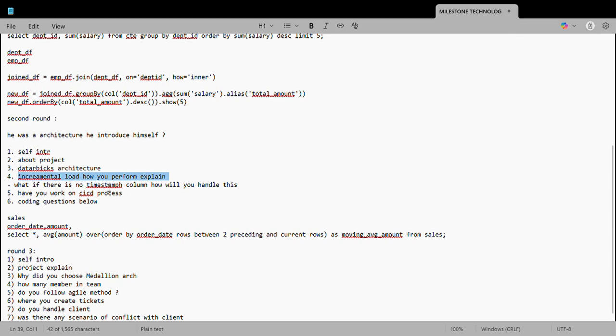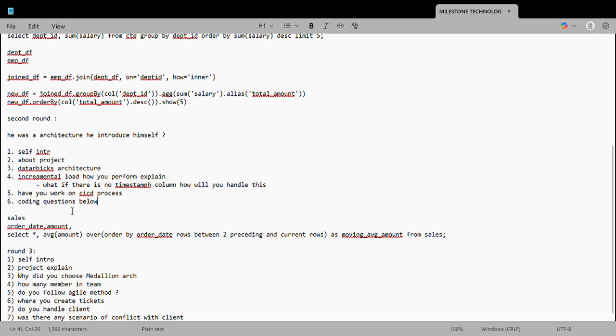Then he asked, what if there is no watermark column? I tried to explain that if there is some unique ID we are capturing, we can go ahead with the max of that. Then he moved on to the CI/CD process and all.